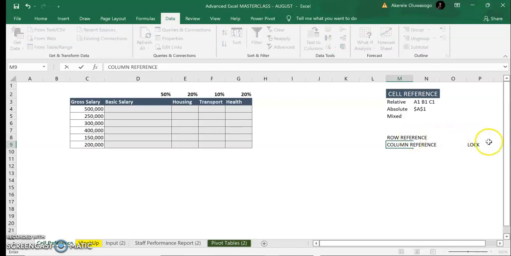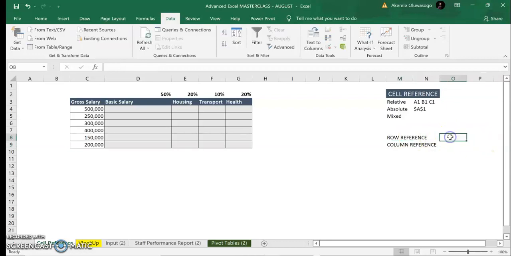Row reference means you are only locking the row, that means you are making the row absolute. When you have something like this, A dollar sign 1, you can see it's only the row number that is carrying the dollar sign. And how do you lock the row alone? You press the function key F4 twice to lock the row.